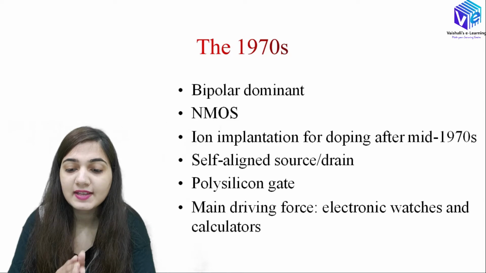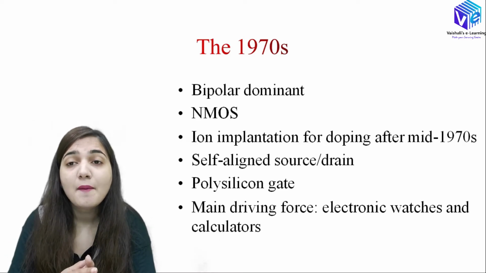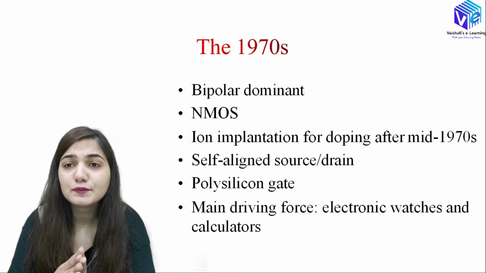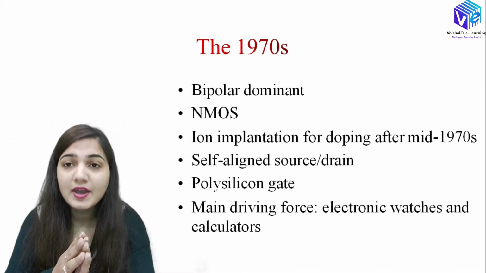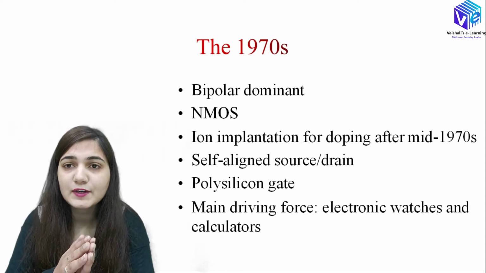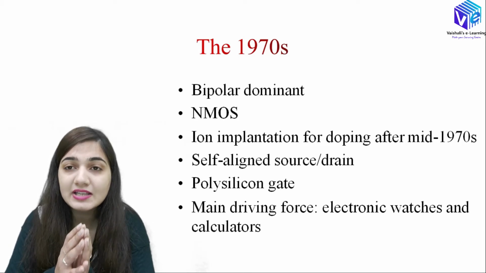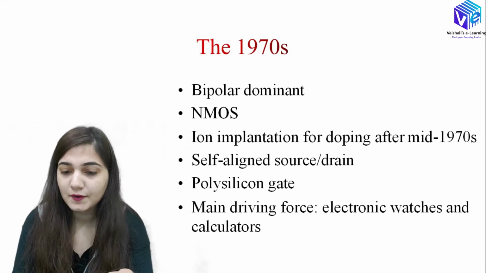So here we had self-aligned source and drain, okay, in this process, and we were having polysilicon gate. So metal gate was replaced by polysilicon gate, and self-aligned source and drain was leading for the formation of compact structure, right? So we were having compact structure with the help of the self-aligned source and drain. The main driving force was electronic watches and the calculators in which these IC products were getting used.